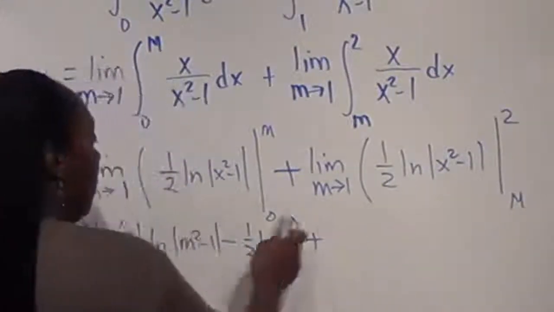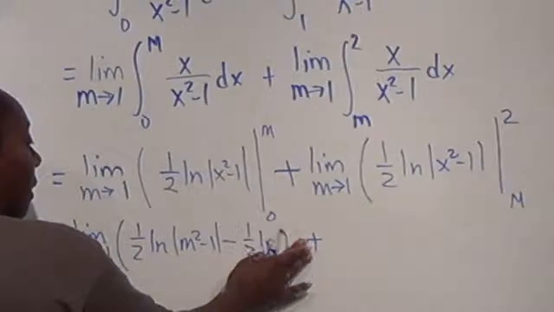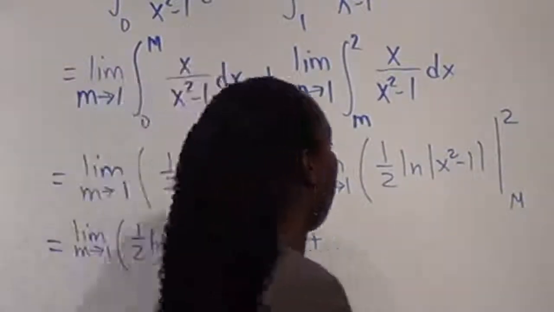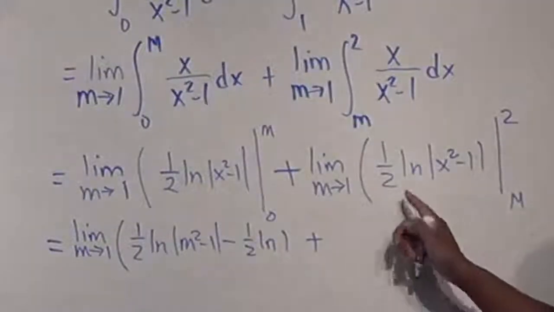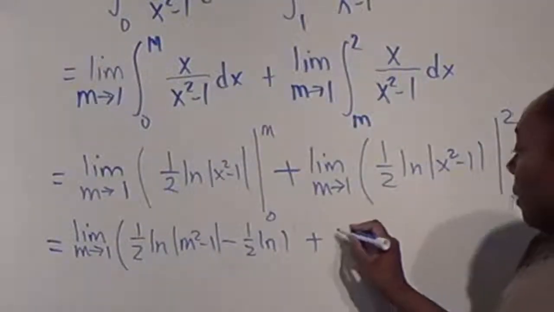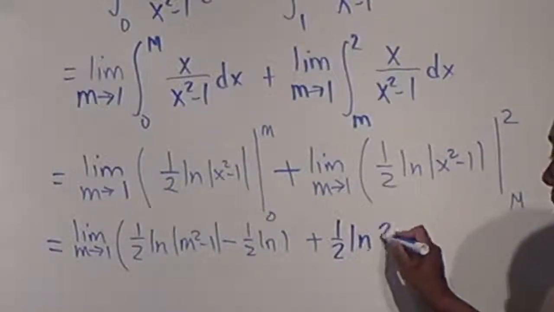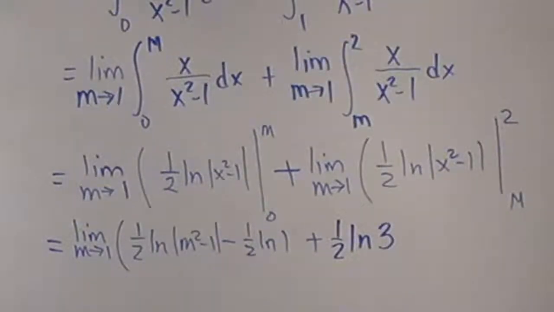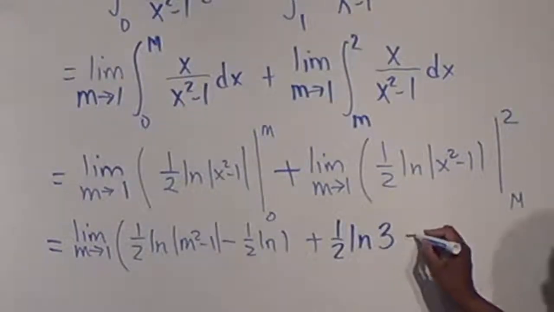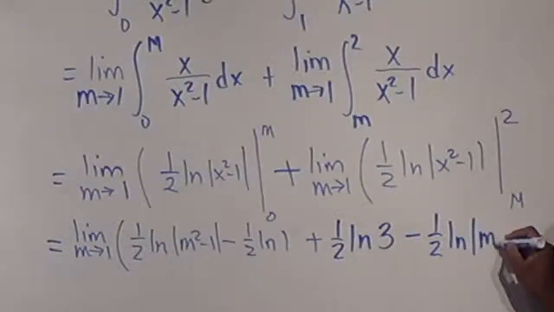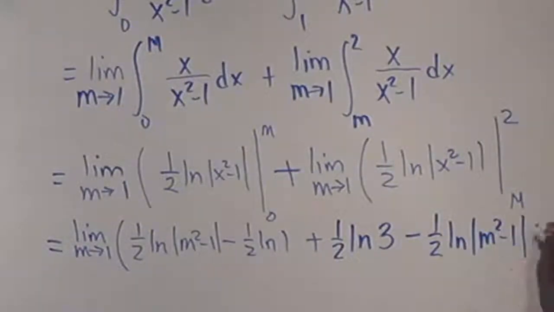Plus, same thing, and here I can go ahead and drop the second limit, because now everything's going to be evaluated at 1 once we take these limits. So at the upper limit here, we'll get 1/2 natural log of 2 squared minus 1, which is 3. There I can drop the absolute values, because that is going to be positive. Minus at the lower limit, 1/2 natural log of m squared minus 1. Okay, that whole thing we're going to take the limit as m goes to 1.